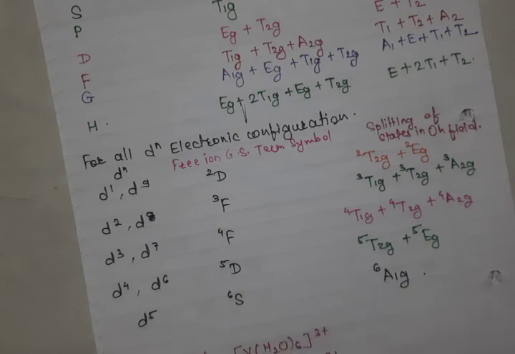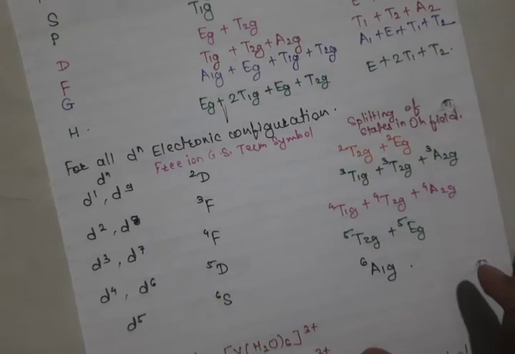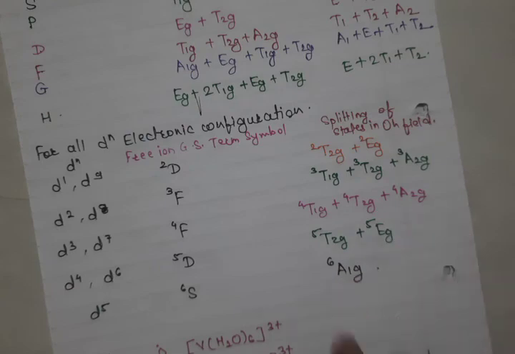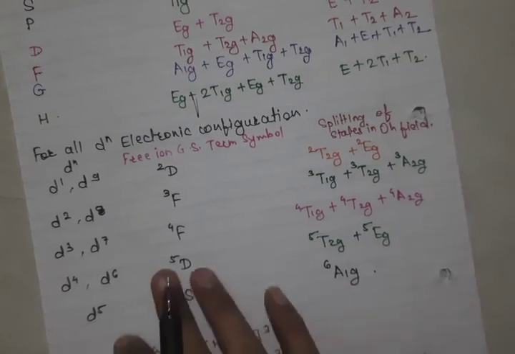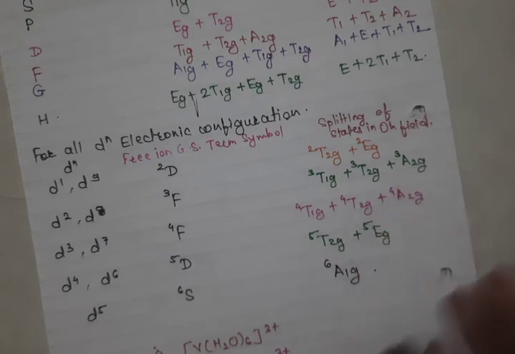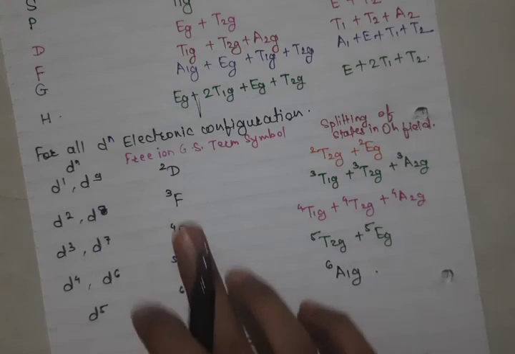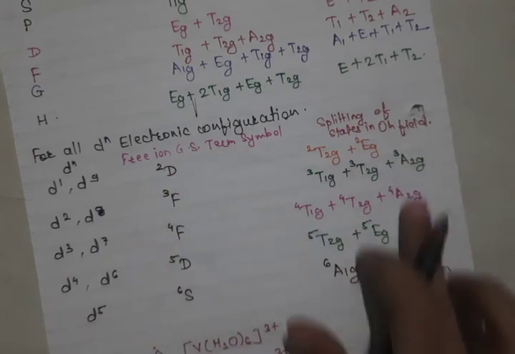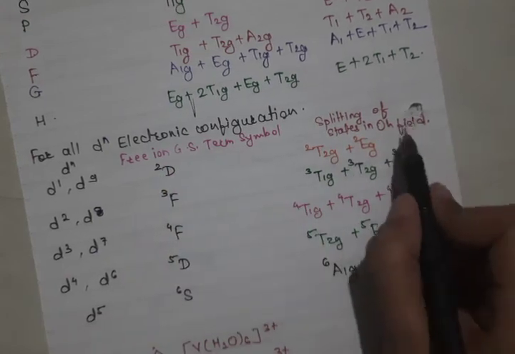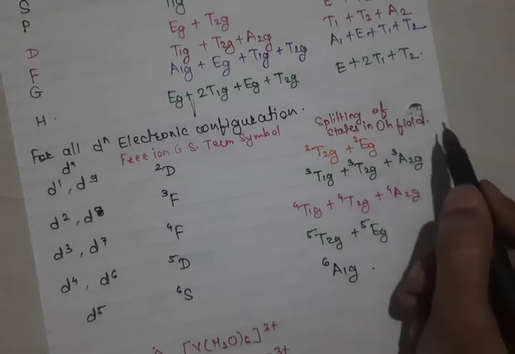So I'll tell you the short trick to remember these terms and the splitting of the term. Again, we need to consider the ground term Mulliken symbol. How to calculate that, I'll tell you at the end of this video or maybe in the next video. So first, these are the terms. Now these terms get split into these Mulliken symbols because of the presence of ligands. It may be the octahedral field or the tetrahedral field.